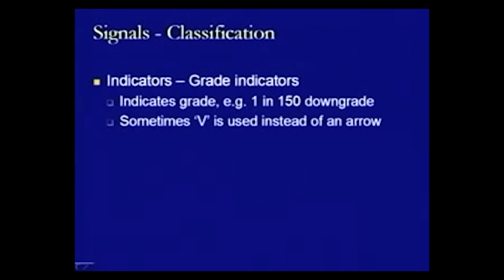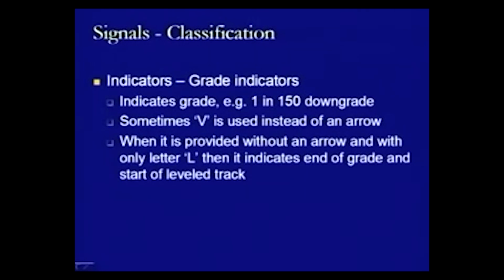Then we come to the grade indicator. The grade indicators define the grade in terms of a 1 in n value, and it may be an upgrade or a downgrade. The n value defines that if we move so much horizontal distance, then there is 1 unit of rise or 1 unit of fall. So, for 1 in n, here we have taken an example value of 1 in 150, and if it is a downgrade, then we have to show that the train is now moving on a 1 in 150 grade which is going down. Similarly, it may be the upward condition, and sometimes we use V instead of an arrow to define whether it is a downgrade or an upgrade.